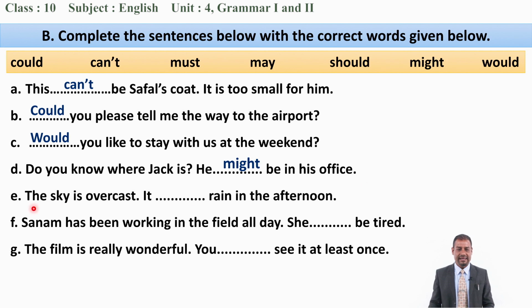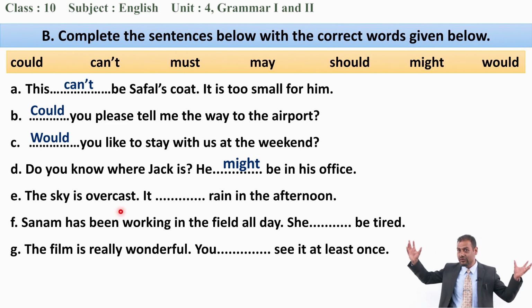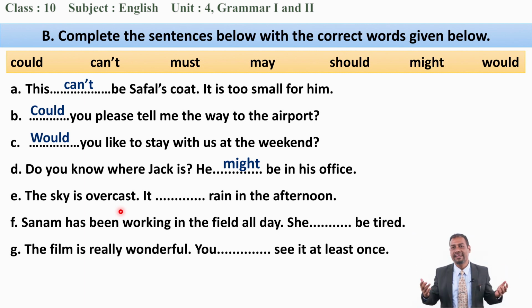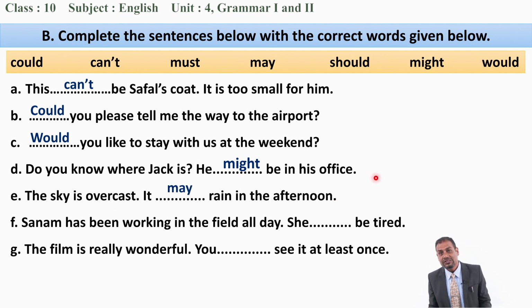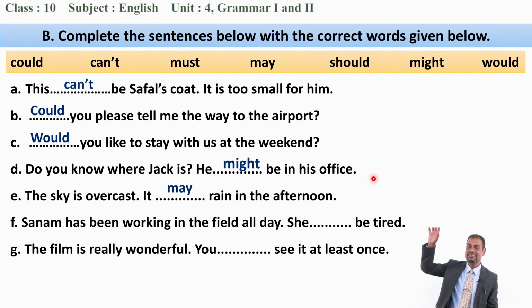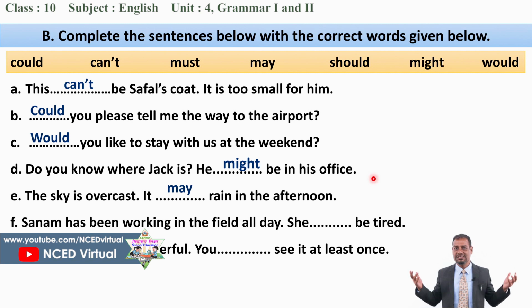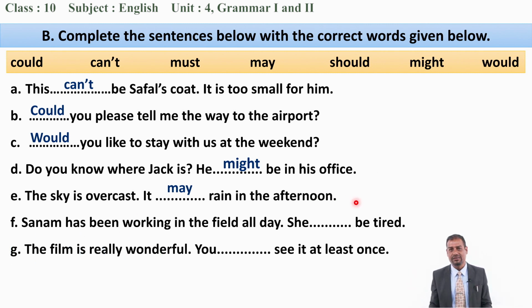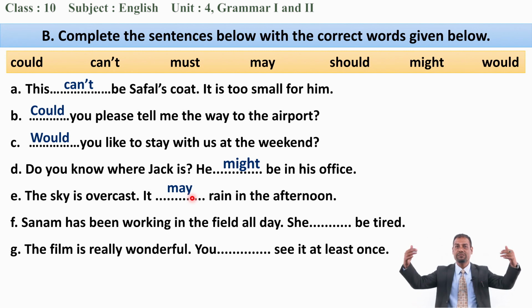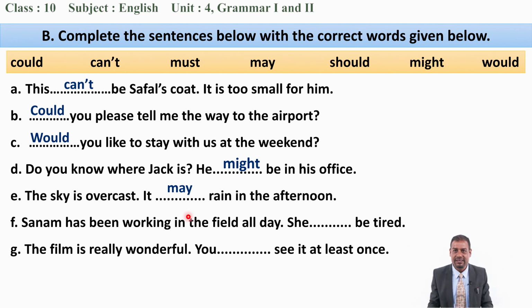Okay. Next, E. The sky is overcast. Now you can see the clouds, black clouds in the sky. Now what can happen? Again, what is the right modal verb here? Yes, it may rain in the afternoon. Sometimes there being clouds in the sky doesn't mean that it will surely rain. Okay, so it is just a possibility. So you can write down it may rain in the afternoon. So it is a possibility that can take place, you know. Have you written may here?